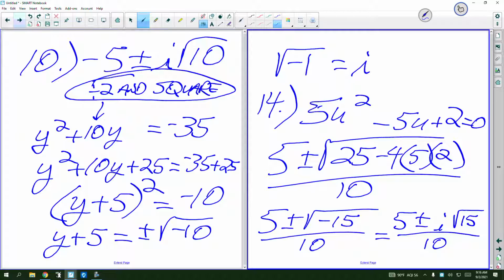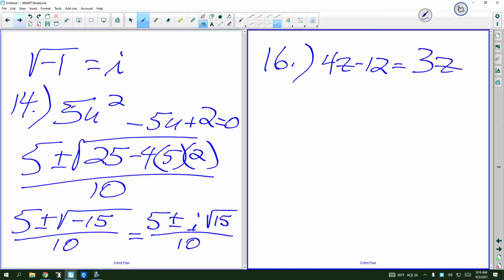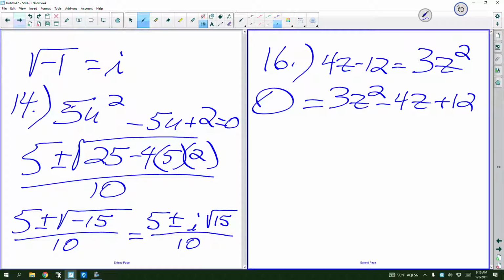Number 16. Are we good with that one? Yeah. Okay. Number 16. Cross multiply. I'm going to cross multiply and get 4z minus 12. And then I'm going to cross multiply and get 3z squared. So then 0 equals 3z squared minus 4z plus 12. I've moved everything to the right. It just felt better that way. You get the same answer.